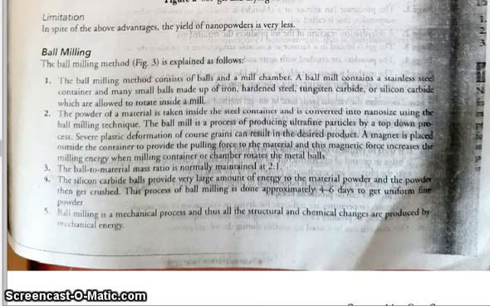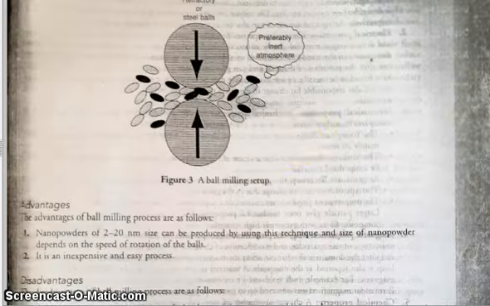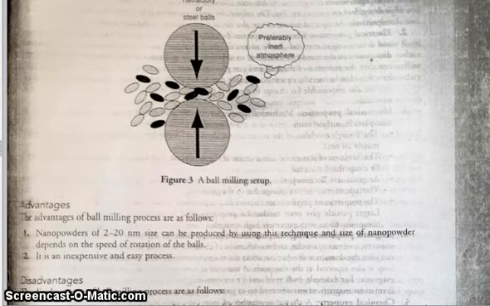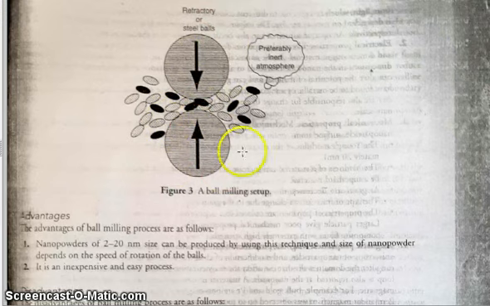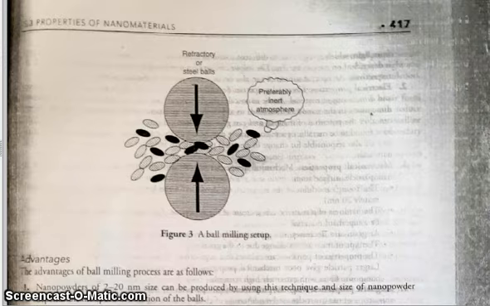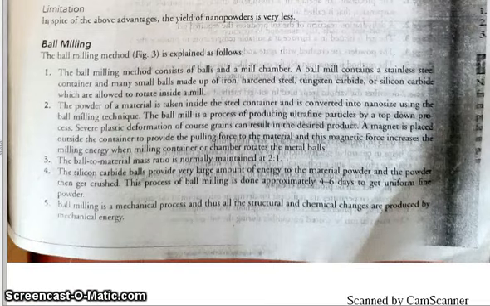Ball milling method consists of balls and a mill chamber. As you can see here, these are refractory or steel balls, and this is a ball milling setup, where preferably an inert atmosphere in the chamber is included. In this case, first it consists of balls and a mill chamber. The ball mill contains a stainless steel container and many small balls made of iron, hardened steel, tungsten carbide, silicon carbide, which are allowed to rotate inside a mill, right? The powder of the material is taken inside the steel container and is converted into nano size using the ball milling technique.